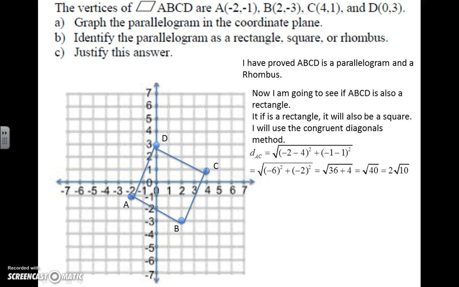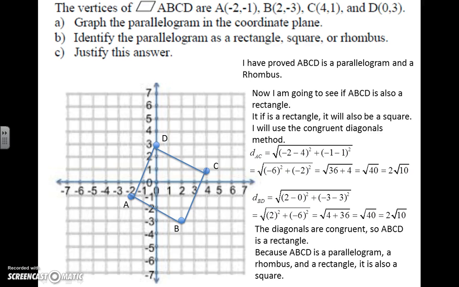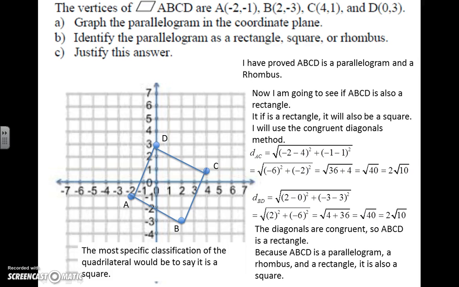So I look at the distance of AC, I use the distance formula, and I plug in the coordinates into the formula and get 2 square root 10. I find the distance of BD, the other diagonal. I also get 2 square root 10. Therefore, the diagonals are congruent, so ABCD is a rectangle. Because ABCD is a parallelogram, a rhombus, and a rectangle, it is also a square. Therefore, the most specific classification of this quadrilateral would be to say that it is a square.